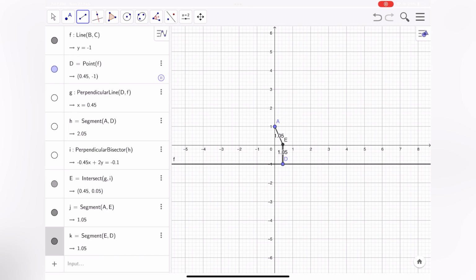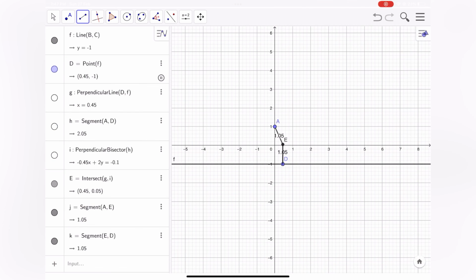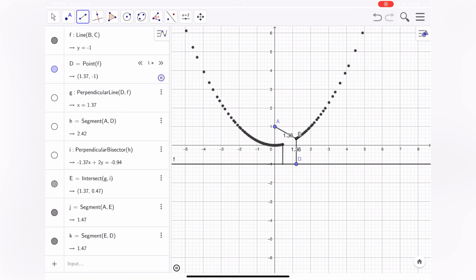Now we will trace this point E. If we trace this point E, it gives us a parabola, which you can easily see in this video. Also, the vertex of this parabola is (0, 0), the focal point is (0, 1), and the equation of the directrix is y equals minus 1.